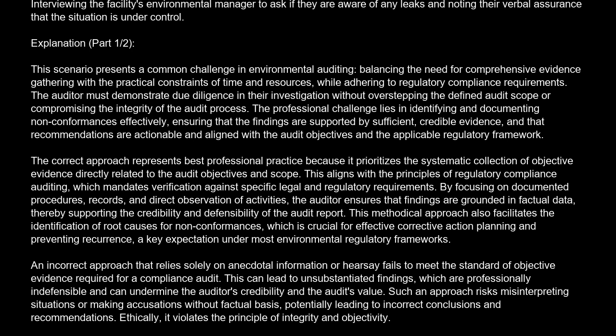This methodical approach also facilitates the identification of root causes for nonconformances, which is crucial for effective corrective action planning and preventing recurrence, a key expectation under most environmental regulatory frameworks.